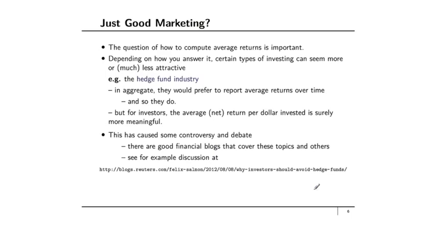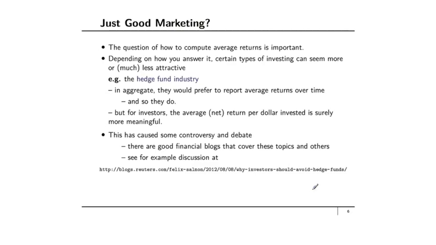An example of this is the hedge fund industry. On aggregate, they would prefer to report average returns over time, and in fact, they do so. Now, that's not to say the hedge funds are being dishonest. They're certainly not. One can just view it as being good marketing. Every industry markets, and the hedge fund industry is no different. So if they wish to report their returns as being average returns over time, then that's fair enough.